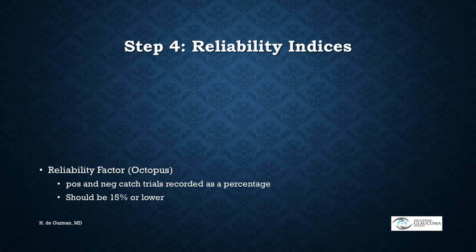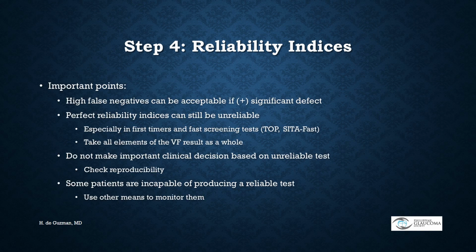The Octopus, on the other hand, has the reliability factor, which is essentially the positive and negative catch trials recorded as a percentage. You want this number to be 15% or lower, but you can accept a higher number if the negative catch trials are high due to the presence of a real defect. So remember that high false positives can be acceptable if there's a significant defect, because the variability comes from the edge of the scotoma.